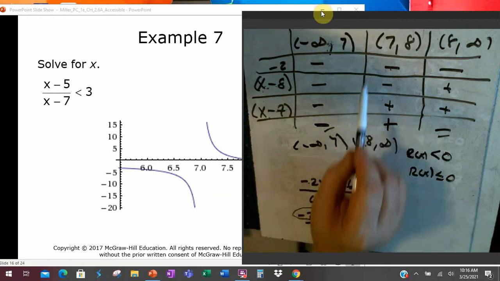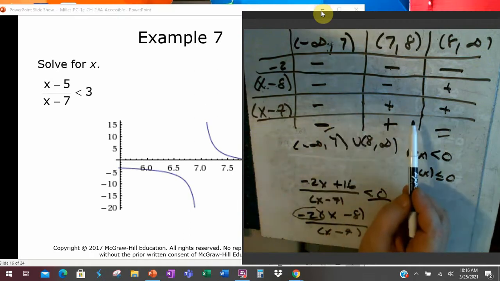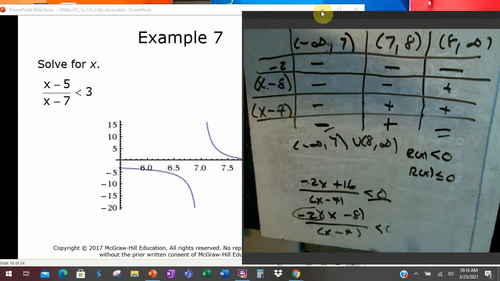The 7 is a vertical asymptote. I would never include the 7. Oh, I'm sorry. So it's not there, but it's down here. Once I simplified, I would include the 8 for here, but I would never include the 7. So for less than or equal to 0, I would do the negative infinity to 7 union 8 to infinity.